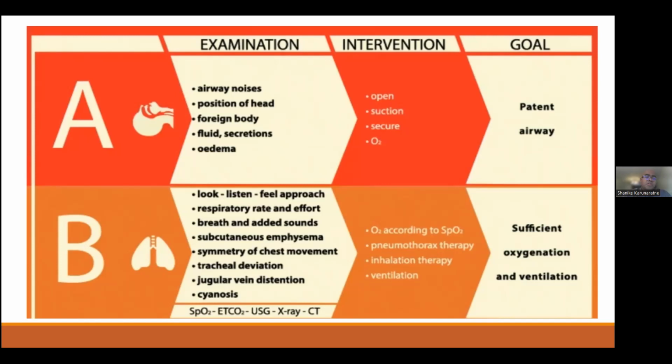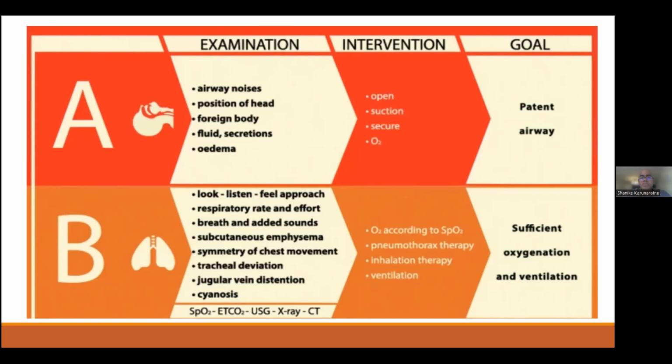In this approach, if the patient is breathing, you can always evaluate the respiratory rate. You can evaluate for subcutaneous emphysema, auscultate for added sounds and breath sounds, check whether the chest is moving symmetrically or not, and check the trachea, whether it's deviated or not. And also you can see whether the patient is cyanotic or having an elevated JVP. So breathing is a very important thing.